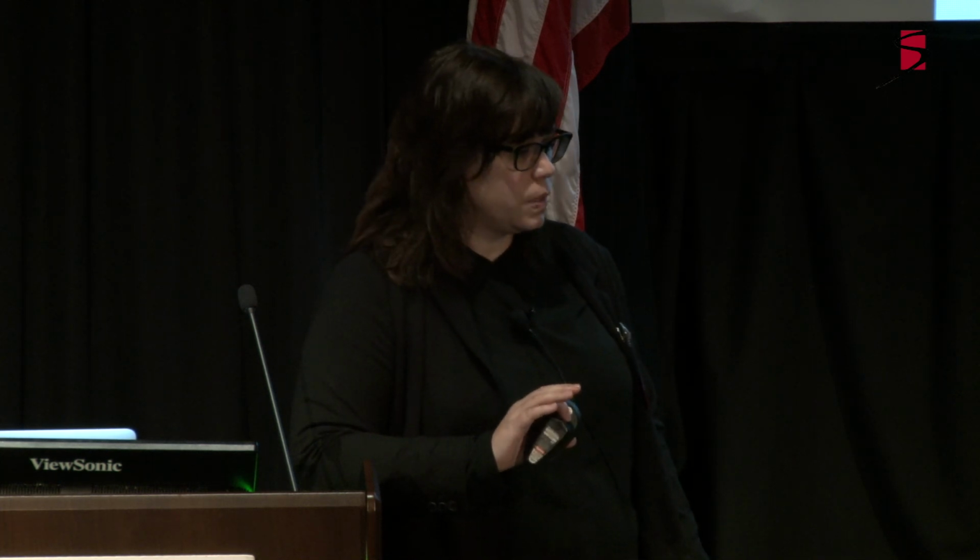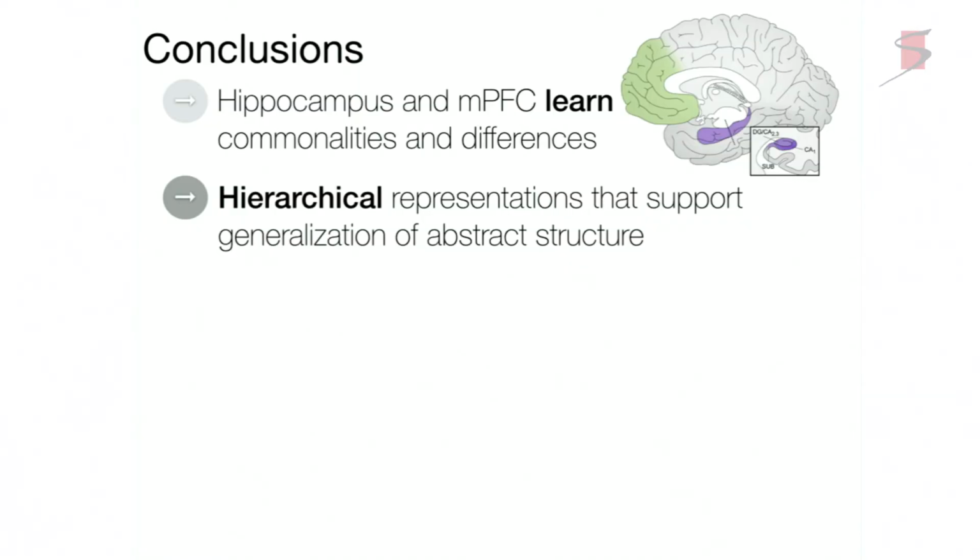One major point is that these two regions, the hippocampus and medial prefrontal cortex, learn about commonalities as well as differences in the environment. Cognitive maps are not just about integrating across similar dimensions, but also segregating things based on their differential features, and those actually affect the hierarchical representations that these regions form. And these hierarchical representations allow for generalizations of experience across dimensions.